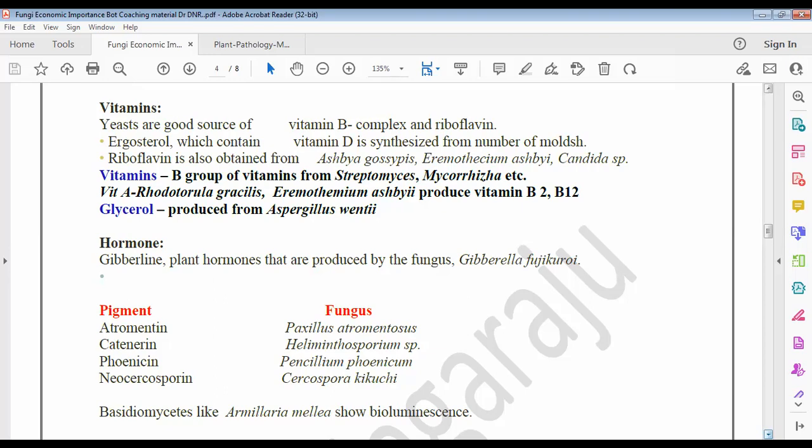Elongation, shoot elongation. Elongation and flowering, bolting. Seed dormancy, germination of seed. Germination of the seed, we use the gibberellin.